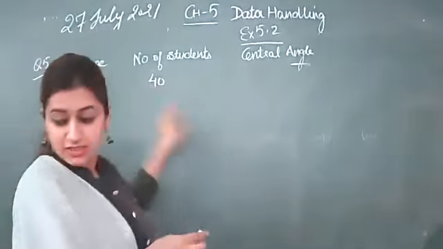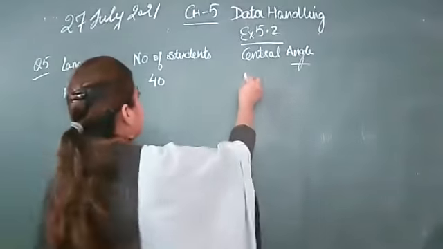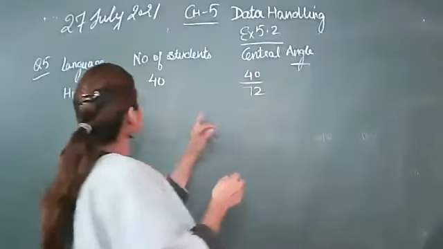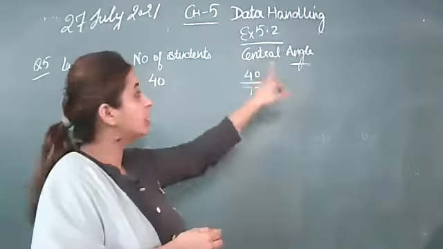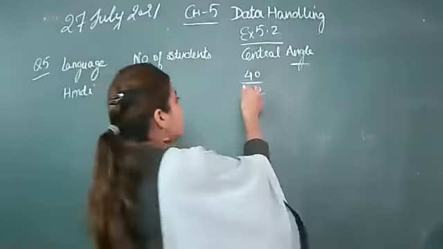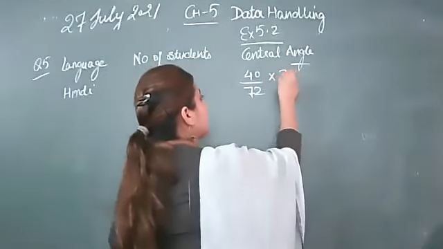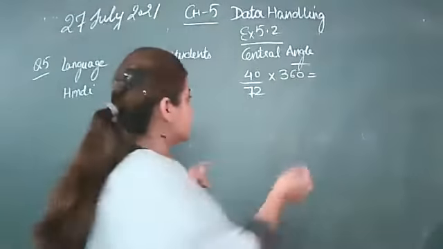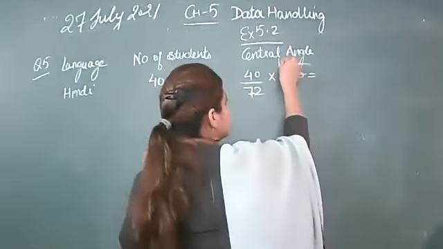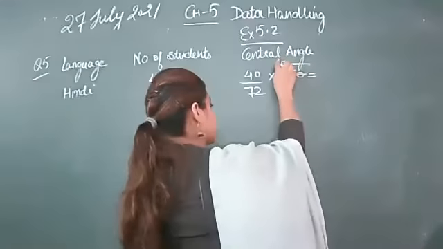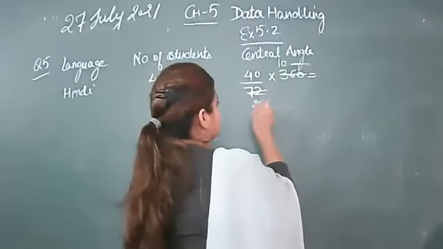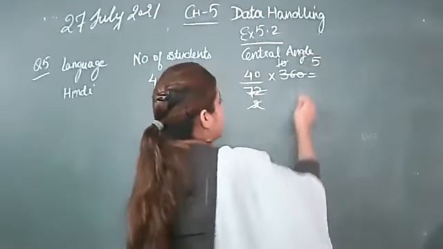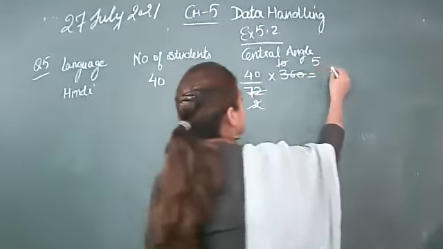Now, let's find this. The total is 72. That is given 40 upon 72. We are changing the number of students to degree. So you will divide by the total number of students and 360 will be multiplied because we want to convert it into degree. So 360 ones are 3, 36 ones are 36, 36 twos are 72, 2 fives are 10. So after cancellation, you are getting 5.